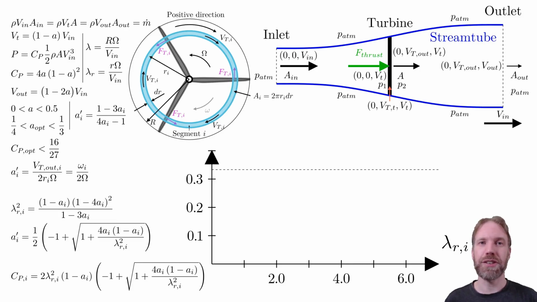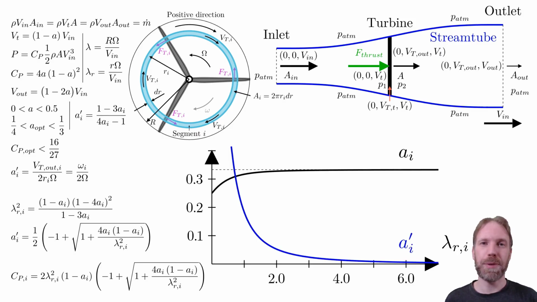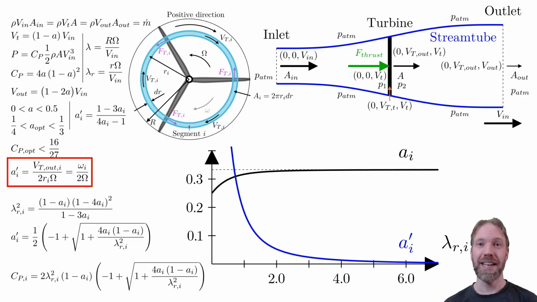Let us plot it as a result of the local tip speed ratio. The dashed line is 1/3, so the best value. We see that at low tip speed ratio, the optimal axial induction factor is lower. We can also see that the angular induction factor is low for large tip speed ratios. When tip speed ratio goes to 0, the optimal angular induction factor diverges. Note that the angular induction factor is defined with a division with the rotational speed, which goes to 0 when the tip speed ratio goes to 0. Hence, this divergence can be expected.